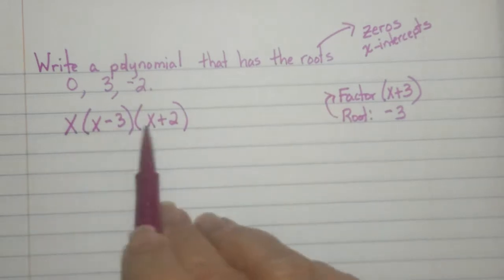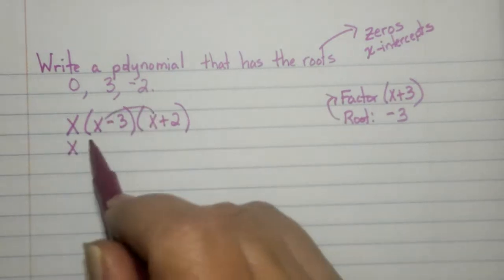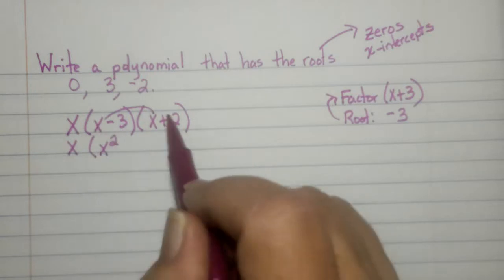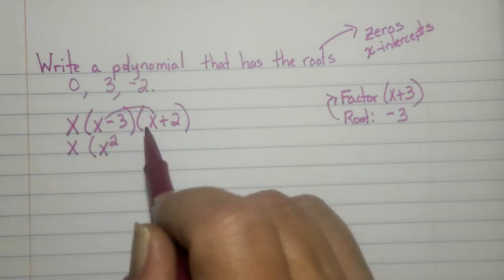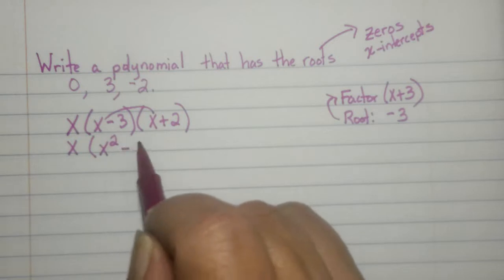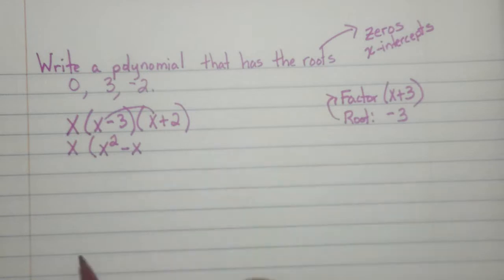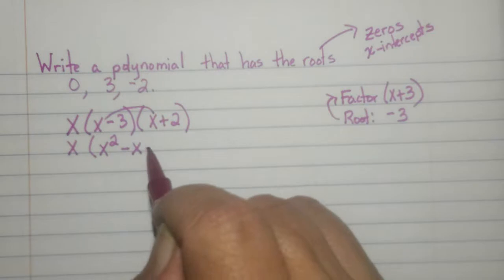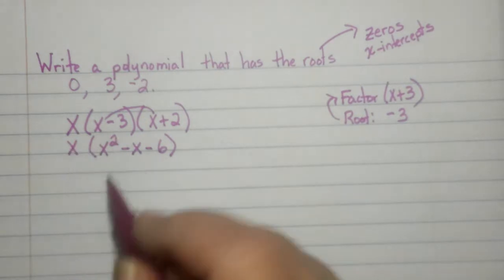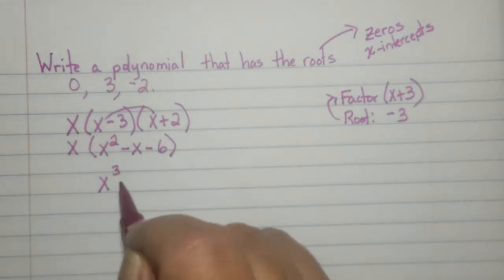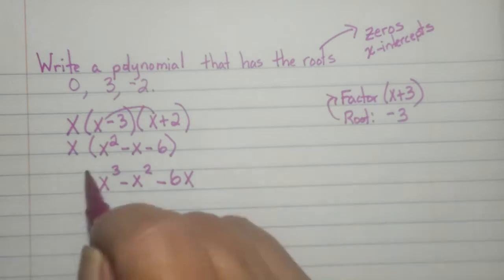I'm going to multiply my two binomials together first, just because I like to do that. So I'm going to bring down my x, then x times x is x squared, x times 2 is 2x, I'm just going to hold that in my head for a second, -3 times x is -3x, I'm going to combine those like terms and get -x. If you have a harder time holding that information in your head while you combine like terms, of course, just write that step out. -3 times 2, -6. Then I'll distribute the x, and I'll have x cubed minus x squared minus 6x. There's my polynomial.